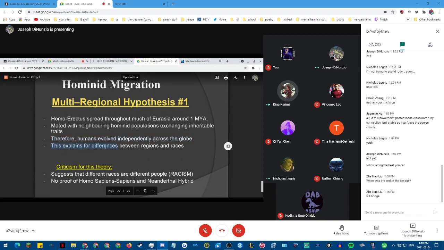This explains the difference between regions and races. Criticism for this theory suggests that different races are different people. No proof of Homo sapiens sapiens and Neanderthal hybrid. So this theory states Homo erectus spread throughout much of Eurasia around roughly 1 million years ago and mated with other hominid populations. And this explains the differences in regions and traits and races, etc. This is called multi-regional hypothesis number 1.